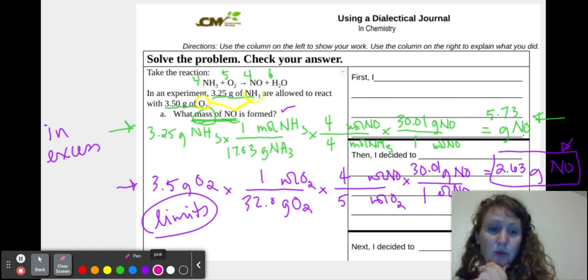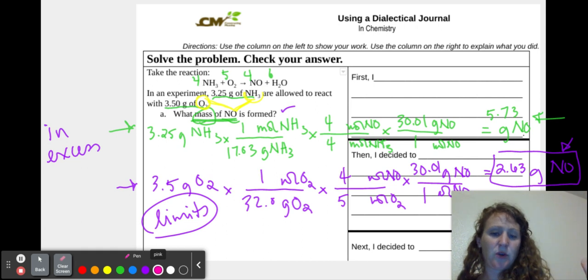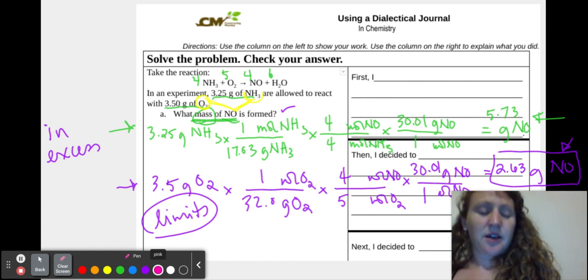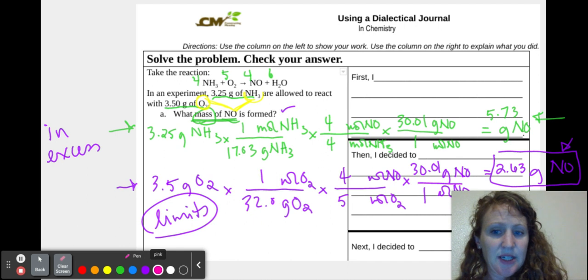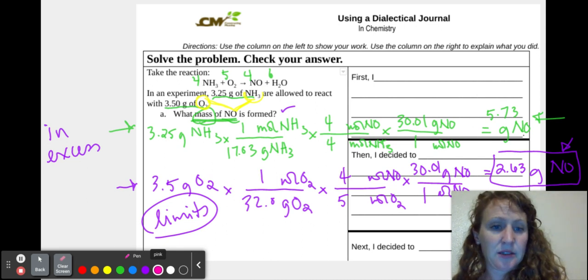Okay, this would be a good time to pause the video and try to fill in these boxes on the right-hand side. First, what we do, then we decided to, next I decided to. Pause here and see if you can fill those out. All right, if I was trying to summarize what I did here, I would say first, I calculated from one reactant, or I converted from one reactant to the product.